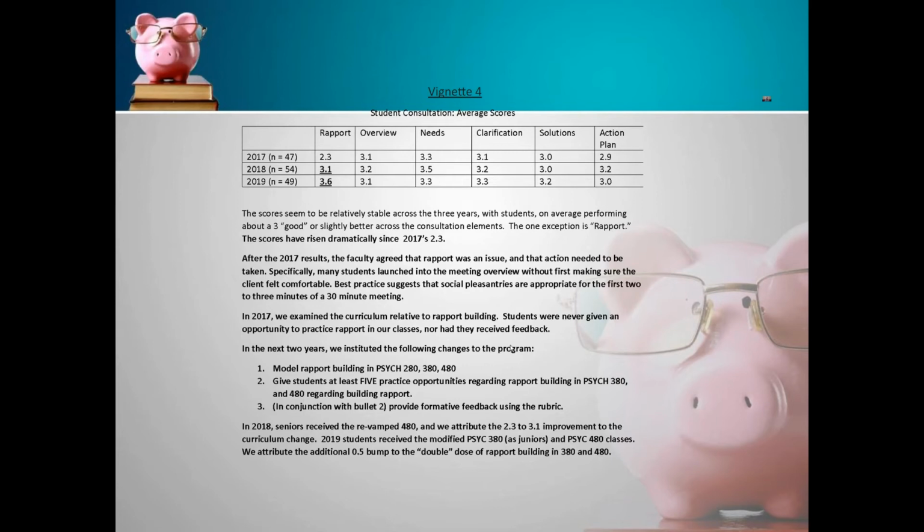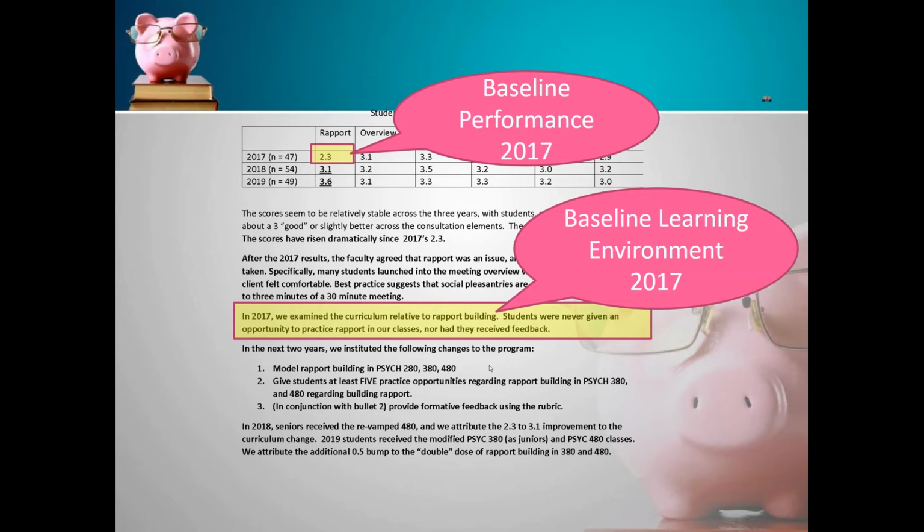One of the things that you need to demonstrate learning improvement is a baseline. So that is, how did students perform prior to the change in the learning environment? So if we look at vignette 4, we can see that students score a 2.3 in 2017, and that's the baseline performance. And associated with that baseline performance is the baseline learning environment.